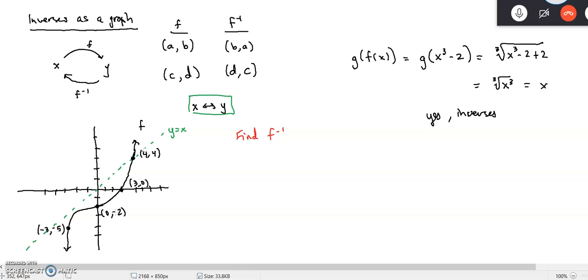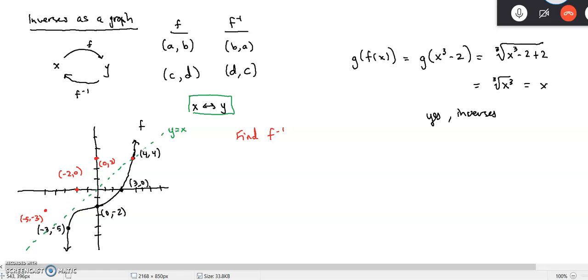0, -2 is going to become -2, 0. We're not changing the signs, we're not doing anything else, we're just flipping the x's and y's. So this point is going to become -2, 0. This point, -3, -5, is going to become -5, -3. 3, 0, we reverse that, that's going to be 0, 3. And then 4, 4, when we reverse that, it's still 4, 4.